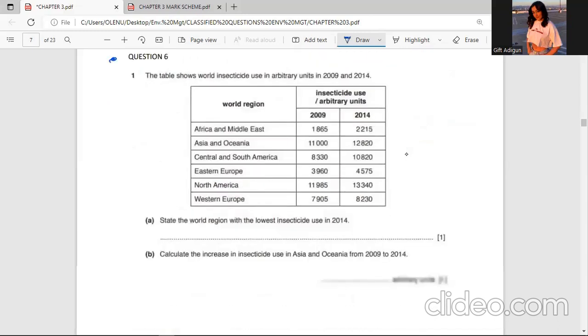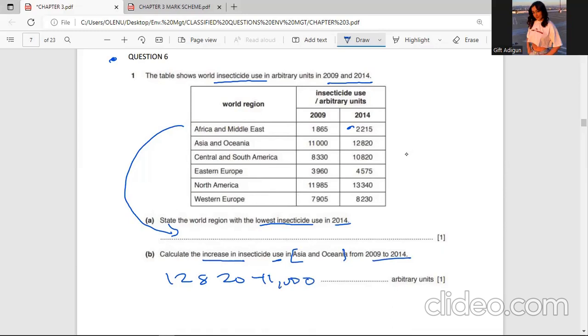They said the table shows world insecticide use in 2014, then state the world region with the lowest insecticide use in 2014. So come to 2014, that's Africa and Middle East. You just come here, Africa, and insecticide use in Asia and Oceania. Asia and Oceania, the increase in 2014, we give you the increase. That's around 1,820. That's all.